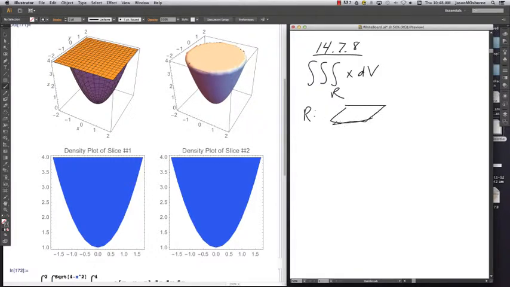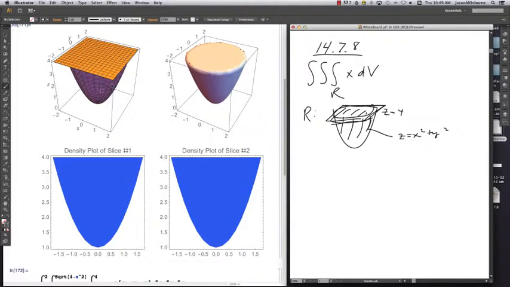plane. It's below the plane z is equal to 4, but above the paraboloid z is equal to x squared plus y squared. So we're looking at this solid region in here, inside of this paraboloid. I've got plots here over in Mathematica.